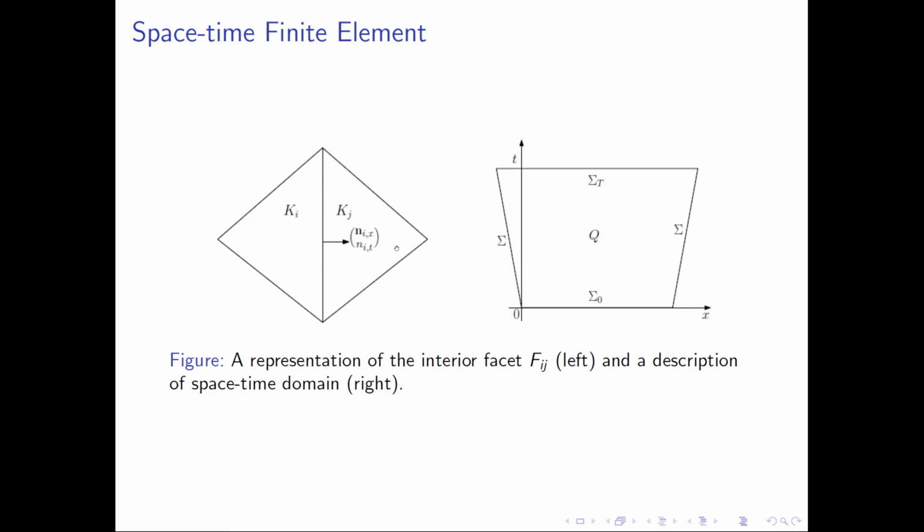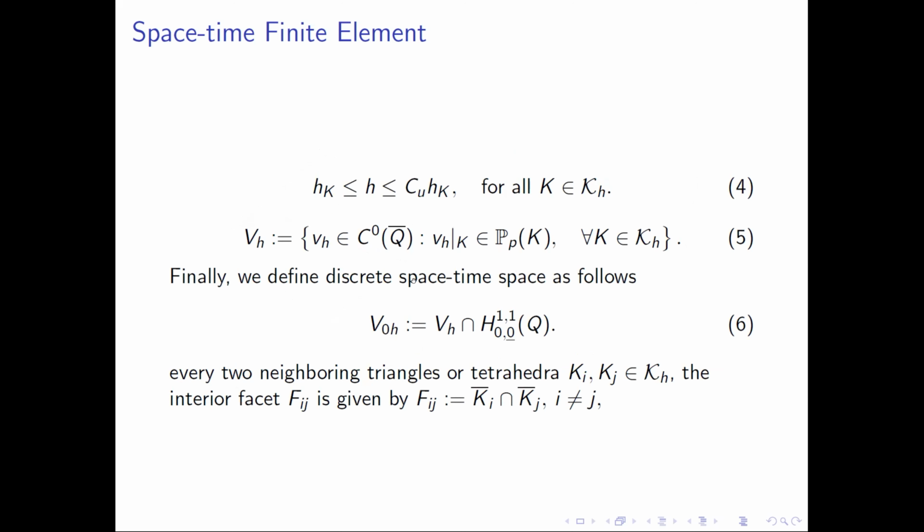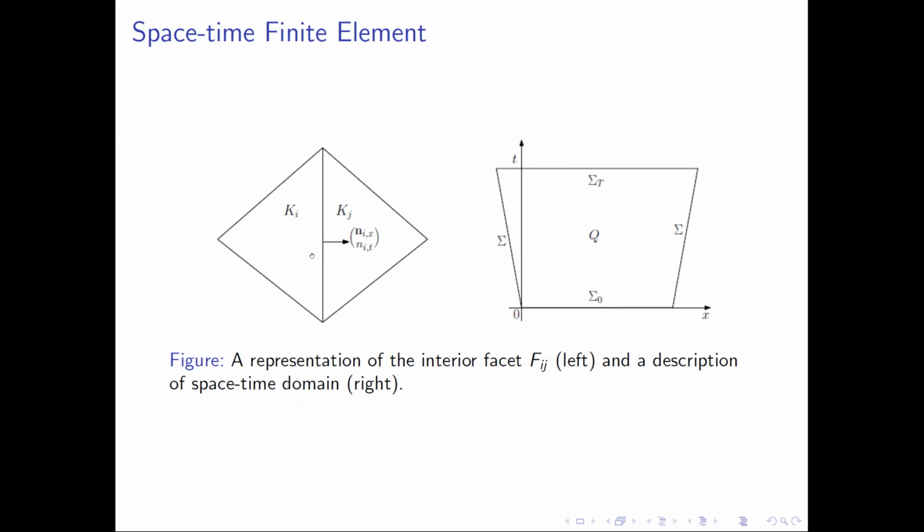For each two elements, we also consider the outward unit normal vectors in space and in time. Then we give a formulation for a quasi-uniform mesh, and a discrete space setting V_h, which is continuous, where every v_h is a discrete polynomial of degree p on each element. With this, we define a discrete space-time space V_{0,h}. And as I described, for each two elements we consider an interface, an interior facet, and an adjoining outward normal.